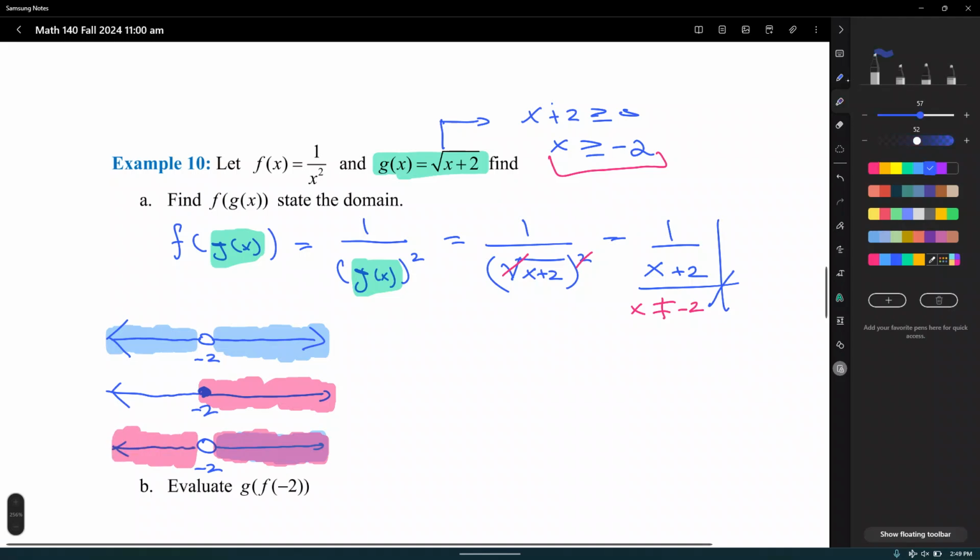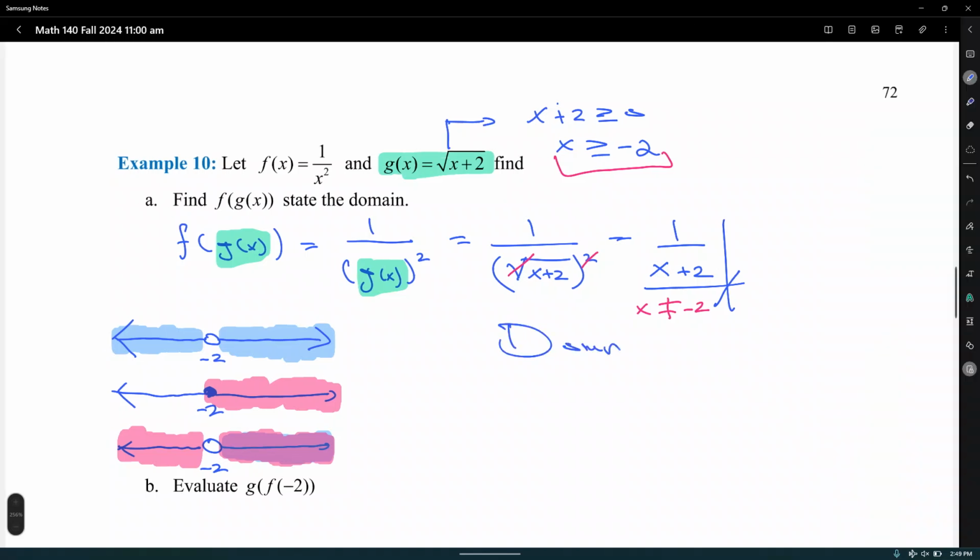And let's describe the domain. So the domain in interval notation, again, the overlaps of the two sets, this would be between -2 and infinity. All right, between -2 and infinity. So let's move on to the next example.